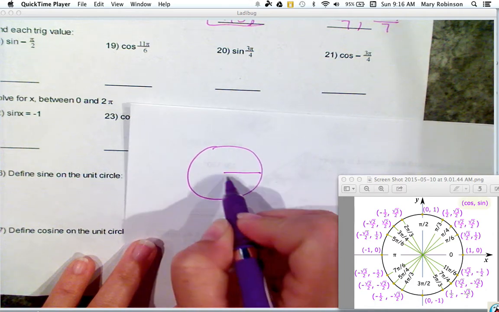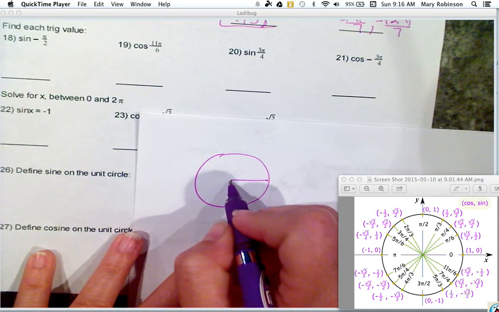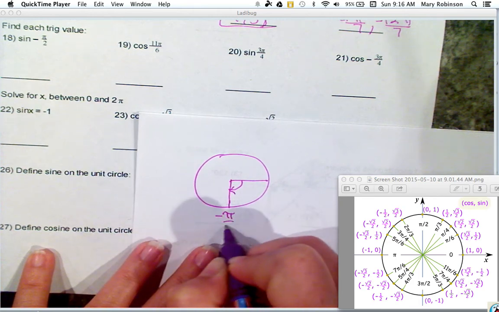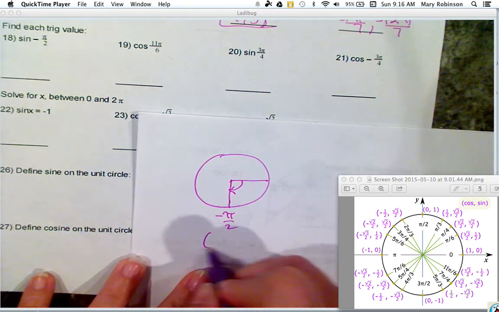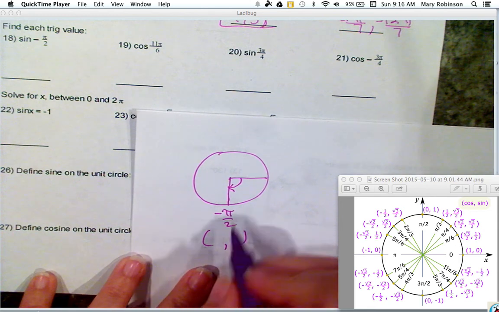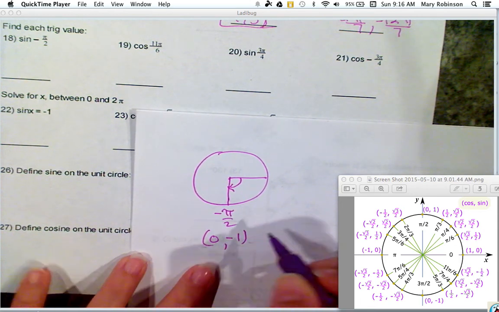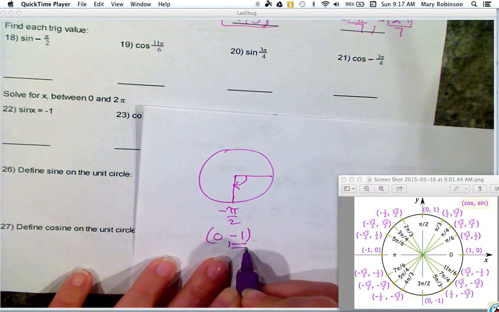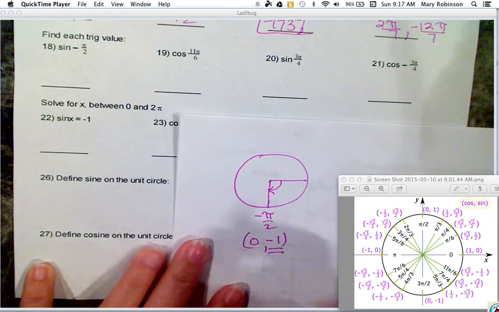So if I'm wanting to find negative pi over 2, I would sweep down here 90 degrees. So this is negative pi over 2 when we go in a clockwise direction. Remember the value down here: your cosine is 0, your sine is negative 1. So if you are asked to find the sine of negative pi over 2, it is the y coordinate, so it is negative 1.